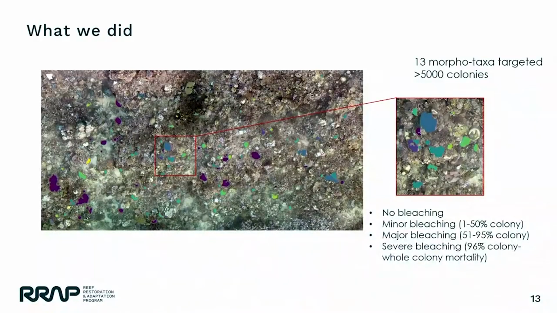So this is an example of one of the orthomosaics and a little zoom in of the colonies. Once we were out of the water, we traced the colonies so we could get colony size estimates, and then we labeled them according to the bleaching. So there was no bleaching, minor bleaching, where up to 50% of the colony was bleached, then major bleaching, which was from 51 to 95%, and then anything above that, including whole colony mortality, was labeled as severely bleached.